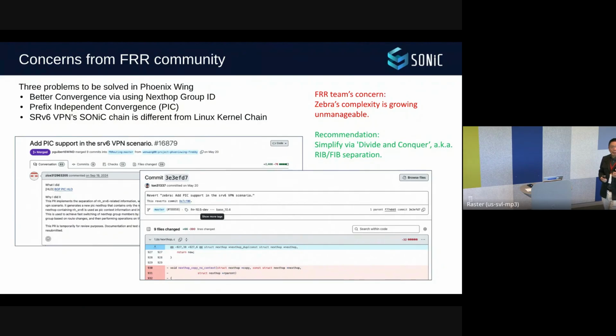That's why the recommendation is, don't put all the complexity into FRR. Let's divide and conquer it. Separate it as a RIB and FIB. So that's where we introduce the RIB and FIB concept into SONiC. So I'll let Patrice continue talking about what we saw in the process on the RIB and FIB.